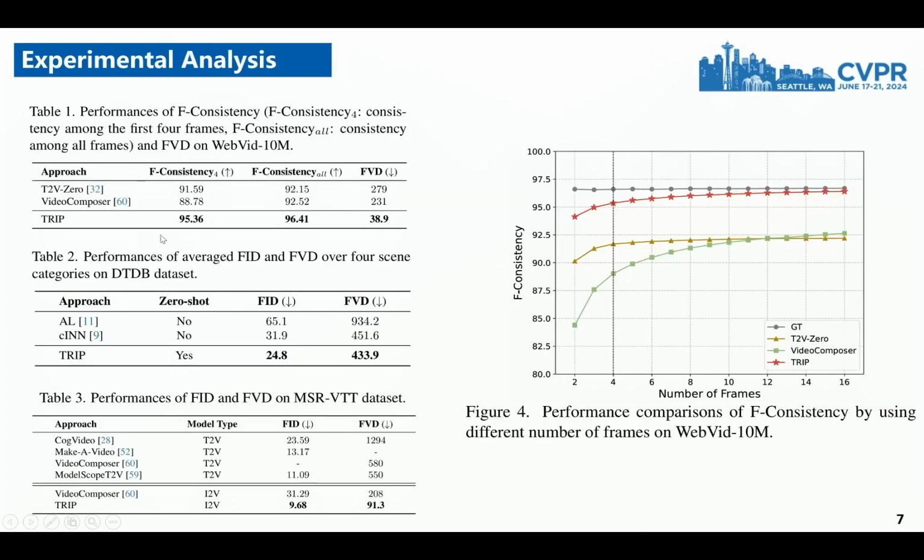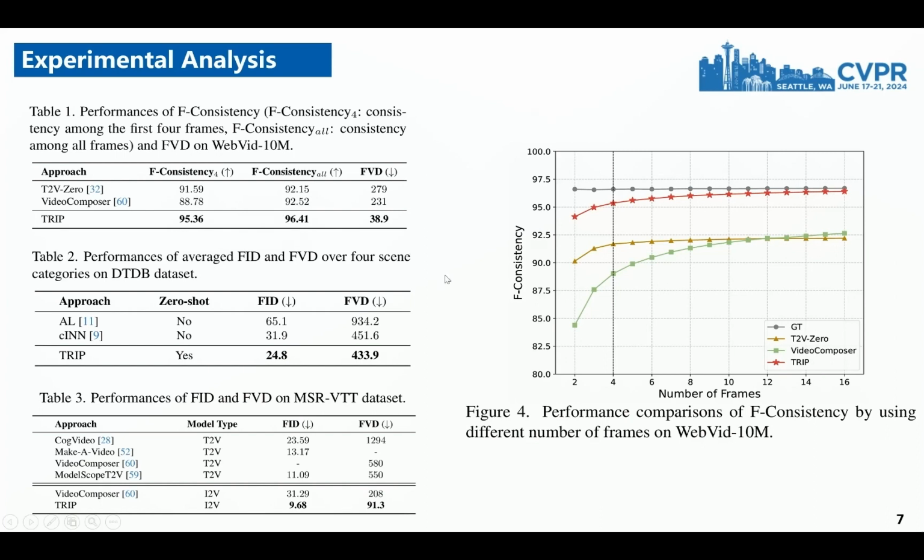To demonstrate the effectiveness of our method, we conducted experiments on the WebVid-10M dataset. Overall, our TRIP consistently leads to performance boosts against the existing diffusion-based baselines across different metrics, including frame consistency and FVD. Frame consistency is particularly important for us as it indicates the temporal consistency of the generated video.